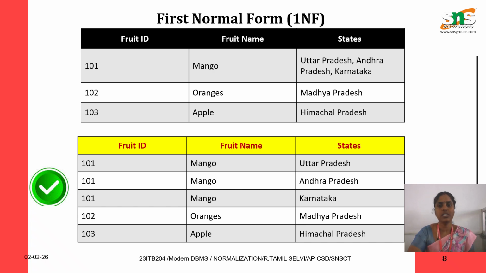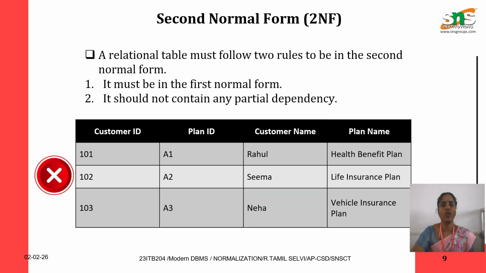To convert this table into 1NF, we have to create separate rows for each mango producing state, and the following table will be mango from Uttar Pradesh, mango from Andhra Pradesh and mango from Karnataka. So we are separating into 3 rows. Next one, second normal form.